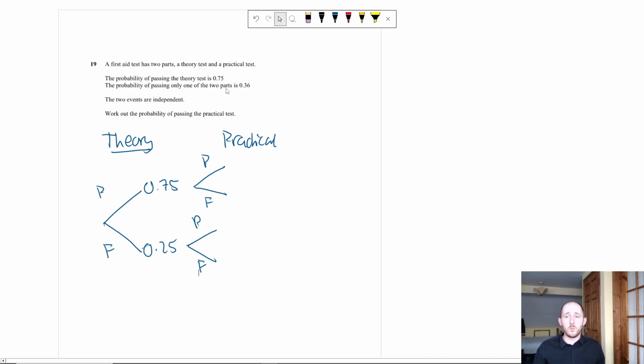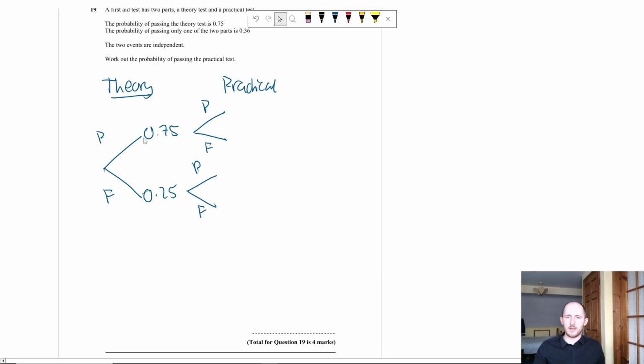Now it says the probability of passing only 1 is 0.36. So how would I work that out? Well, there are two ways to only pass 1. Either I've passed the theory and then failed the practical, or I've failed the theory and passed the practical. Now, what am I going to label my probabilities for passing and failing? Well, let's label the probability of passing as P, right? Now, because I don't want more unknowns, the probability of failing will be 1 minus P, because again, there's only two possibilities, right? And that means I only have one unknown in any equation I have.